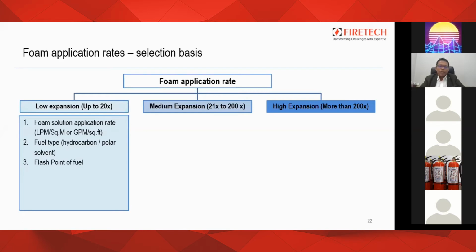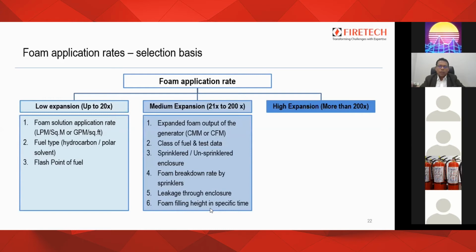Now coming to medium expansion, the medium expansion foam systems are those where the expansion is ranging from 21 to 200 times. Now, as we have seen in low expansion, the application rate is in liter per minute, that is a foam solution. But as per NFPA 11, the medium expansion foam system is designed based on the output of the generator. So what we have to know first is the output of the equipment selected, the expanded foam output of the generator, whether it is in cubic meter per minute or cubic feet per minute. Second is the class of fuel and the test data.